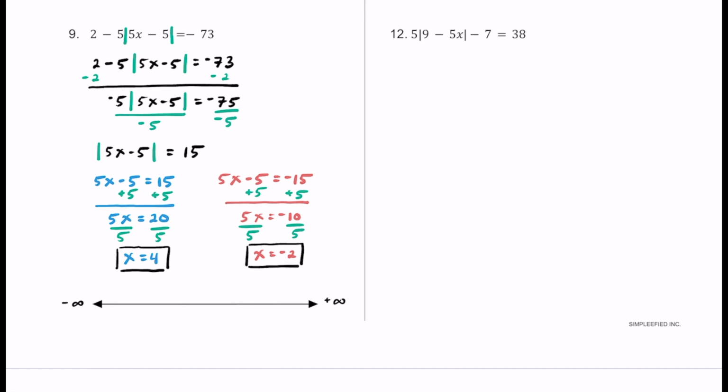Plotting these on a number line, maybe we'll put 0 a little bit closer to the left side. That puts 4 a little bit further to the right, and then negative 2 a little closer but to the left side. So for 4, we can plot a point right on top, and then for negative 2, we can plot a point right over here.